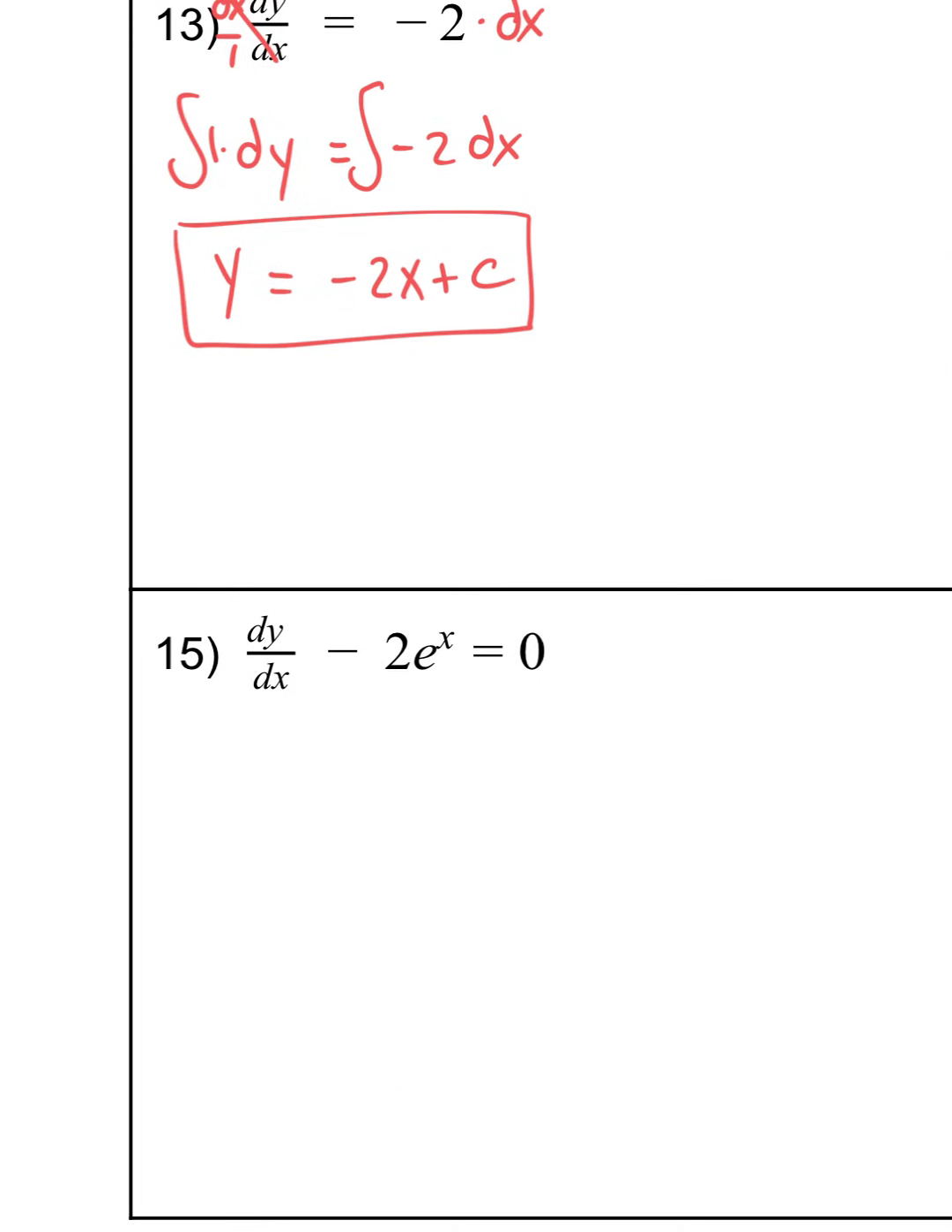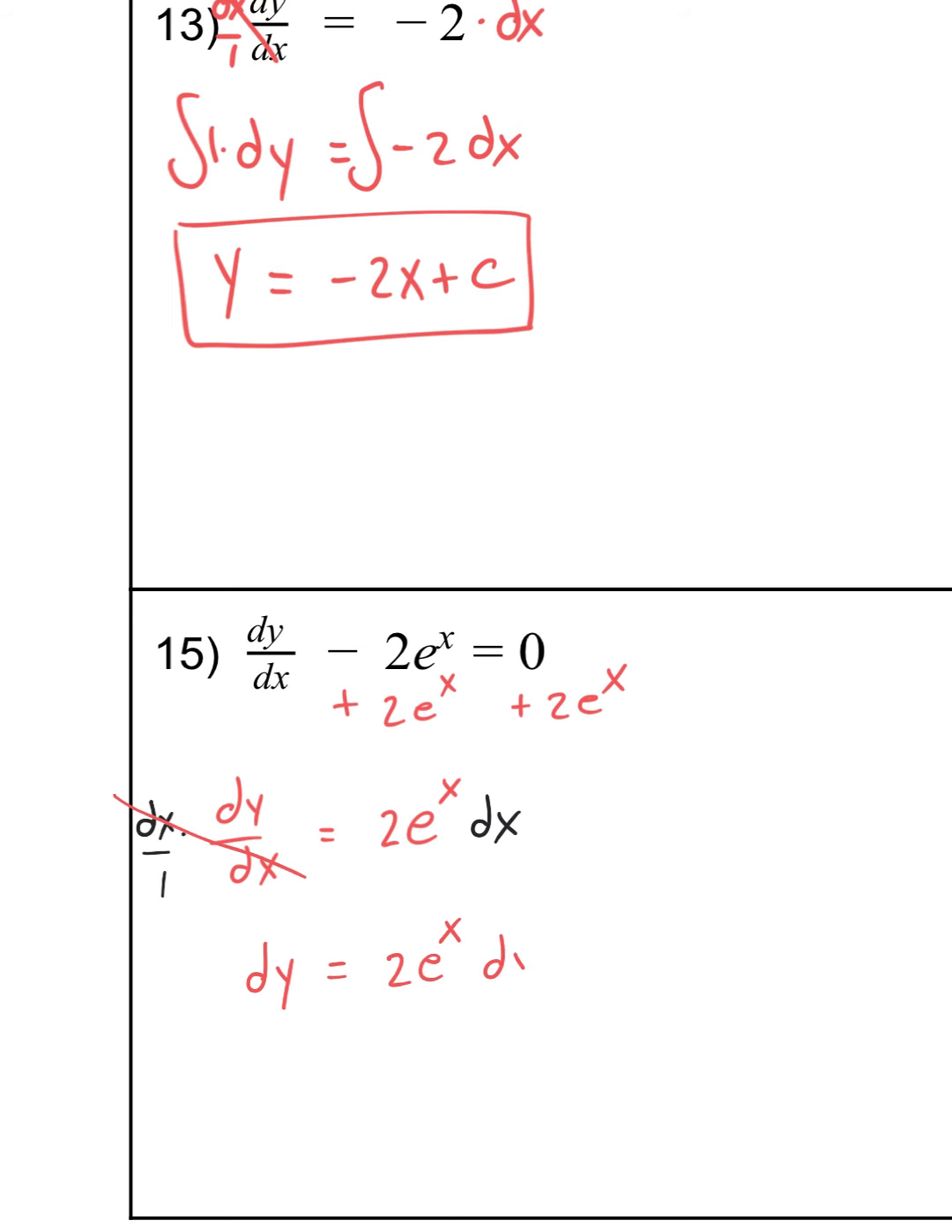Number 15. In order to separate the variables, I have to move this term over to the right. So I'm simply going to add 2e to the x to both sides. So on the left I still have dy dx, but on the right I have 2e to the x. Now the next thing to move over is this dx. So now I multiply both sides by dx over 1. So on the left these cancel. I have dy. On the right I have 2e to the x dx.